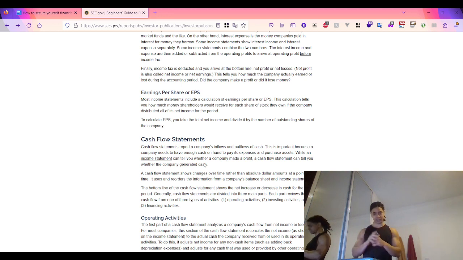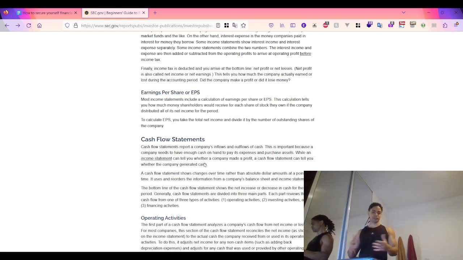This financial statement reviews the cash flow from these activities: operating, investing, and financing activities. So the first, operating, looks at and analyzes the net income from the income statement and reconciles it with the total amount of cash that was used or received by other operating assets.